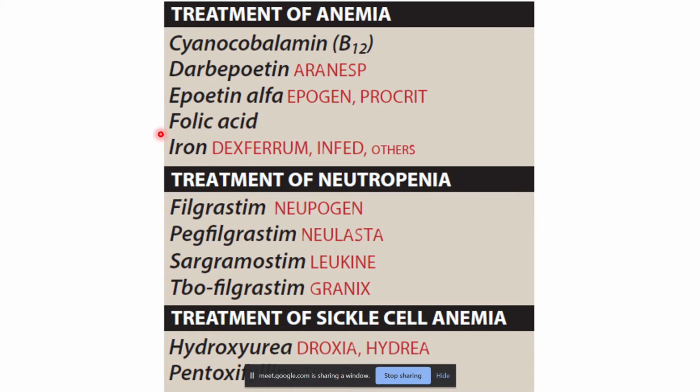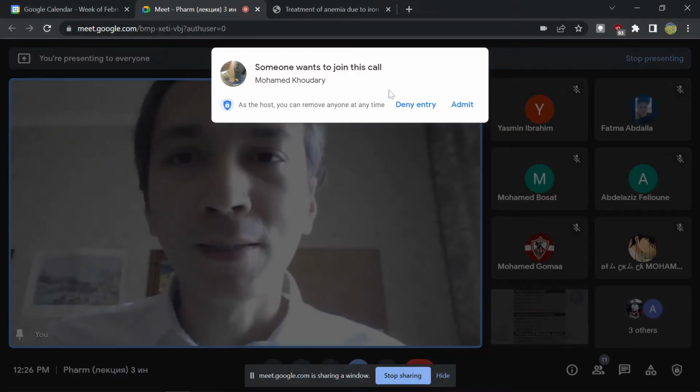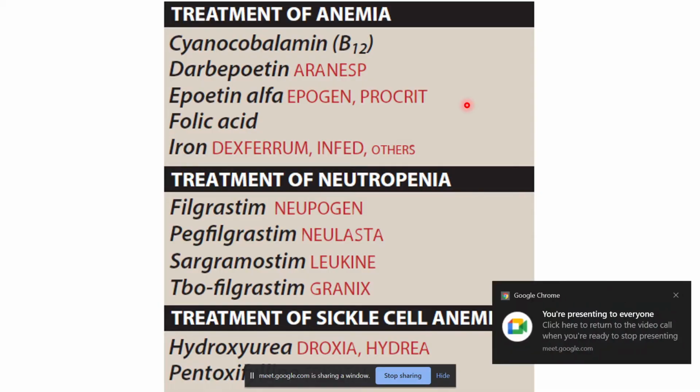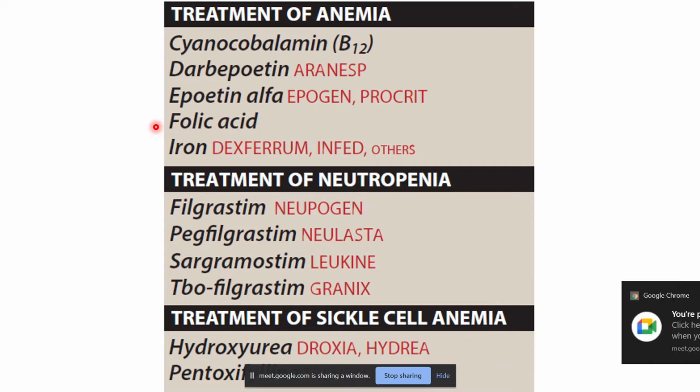Then the folic acid and B12 vitamin deficiency anemia is another type of the anemia, megaloblastic anemia. Can be seen in patients that are starving, and also in pregnant women because of the increased need in the folic acid.